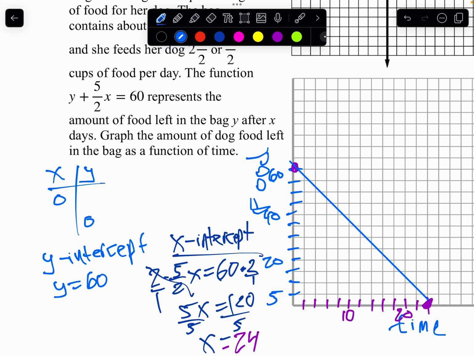And there you have it. That's how much food you would have left after each time. So notice, after 24 days, I'd be out of food. When I started, I had 60 pounds of food. And then any point on that graph will tell me how much food I have after that number of days.